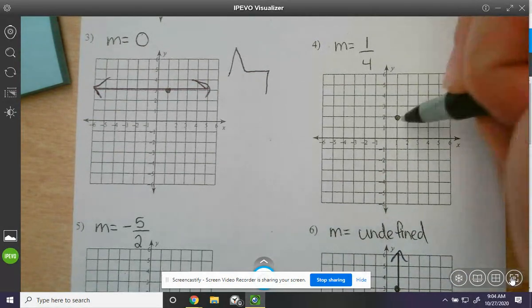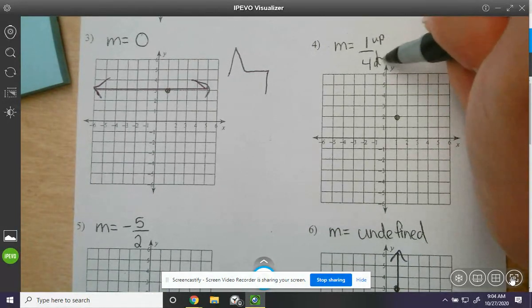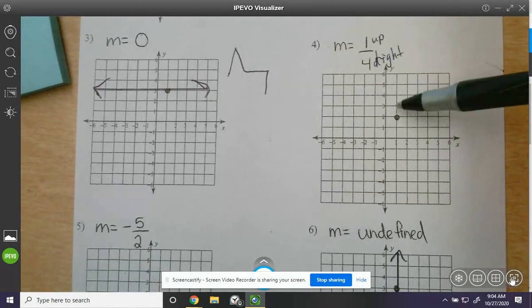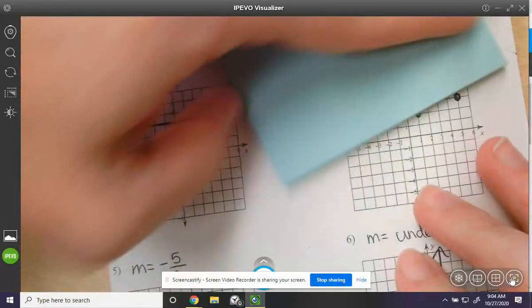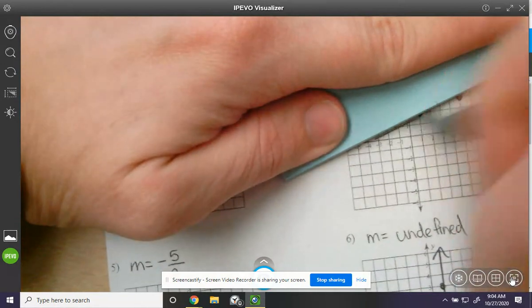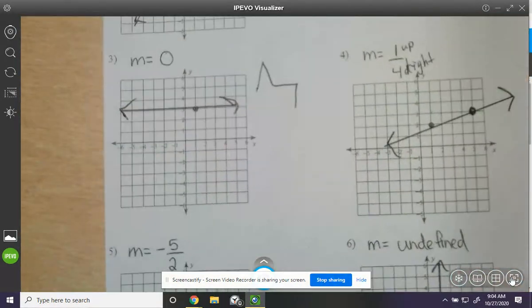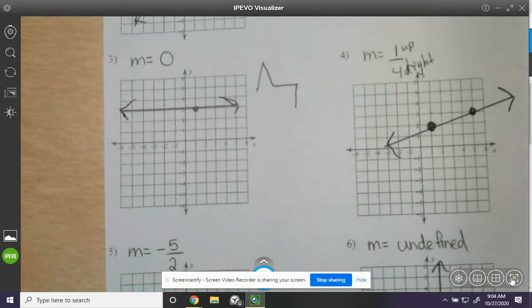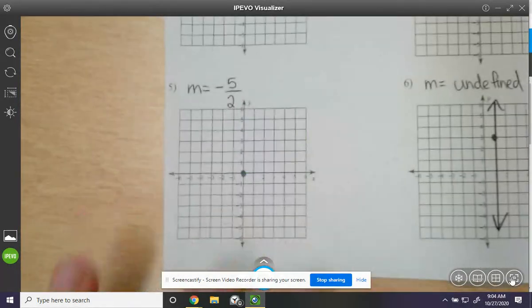Okay, so on 4, my slope is positive, so I'm going to go up and then to the right. So up 1, to the right 4, and then I'm going to draw my line. It wasn't perfect. Anytime it's not perfect, I just make my points a little bigger so that it looks like my line's going through it. Okay, this one's negative.